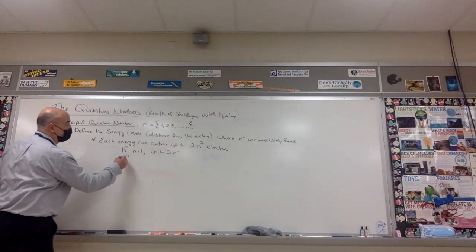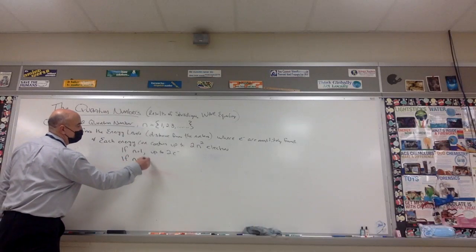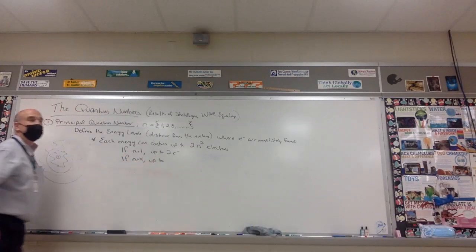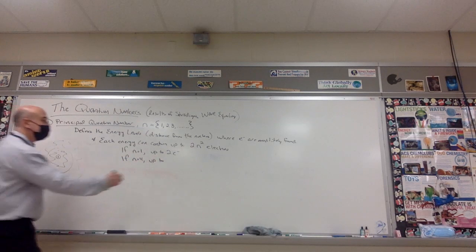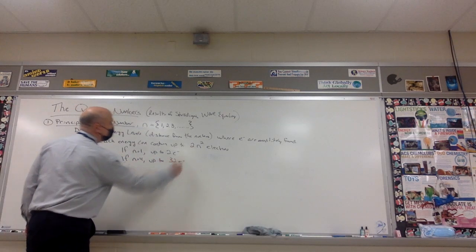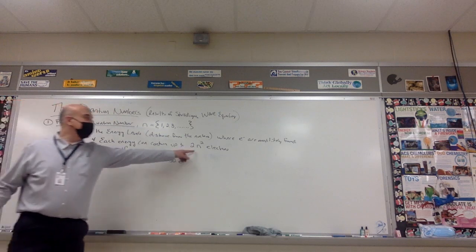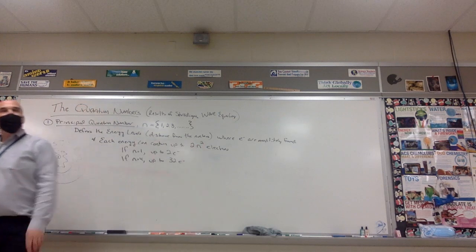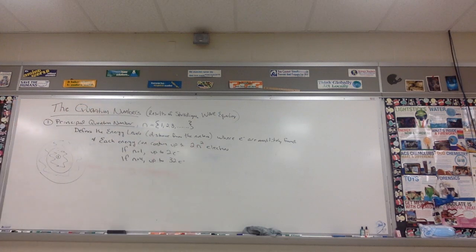So if you're in the 4th energy level, 4 squared is 16, 16 times 2 is 32. Make sense? All right, that's the principal quantum number, simple enough, right? And we're done for the day.